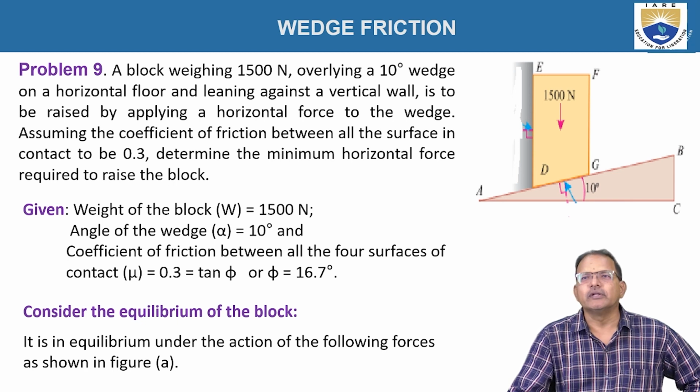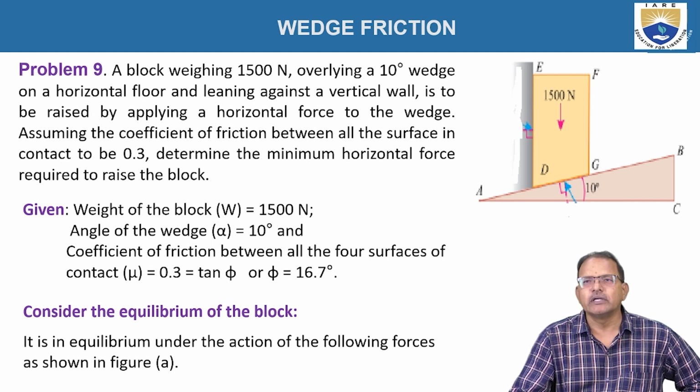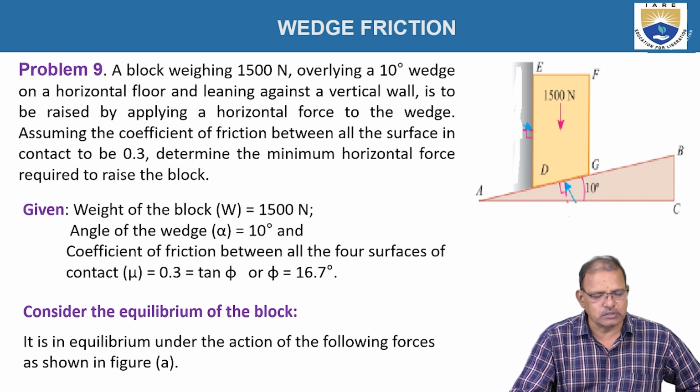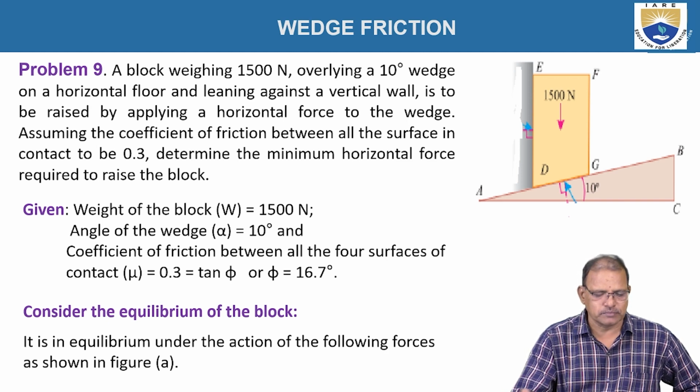Okay, the problem on wedge friction now. A block weighing 1500 newtons, overlying a 10 degree wedge on a horizontal floor and leaning against a vertical wall, is to be raised by applying a horizontal force to the wedge. Assume the coefficient of friction between the wall surface and contact to be 0.3. Determine the minimum horizontal force required to raise the block.